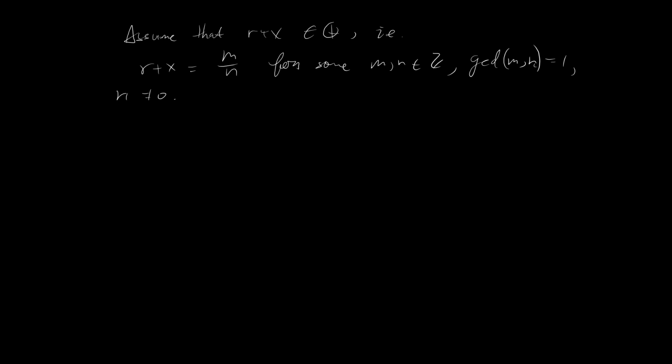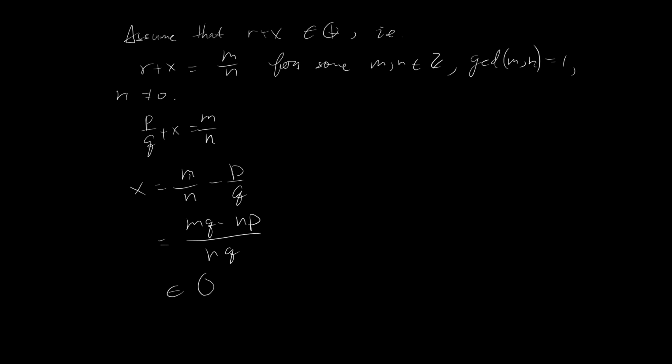So we have said that R is equal to P over Q, and we can do that because it's rational, right? So let's write this out. And at this point, what to do should be fairly obvious if you have actually taken the prerequisites to reading baby Rudin. So we have X is equal to M over N minus P over Q, which is equal to MQ minus NP over NQ, which is a rational number. And so we have that X is a rational number. But this contradicts our condition.